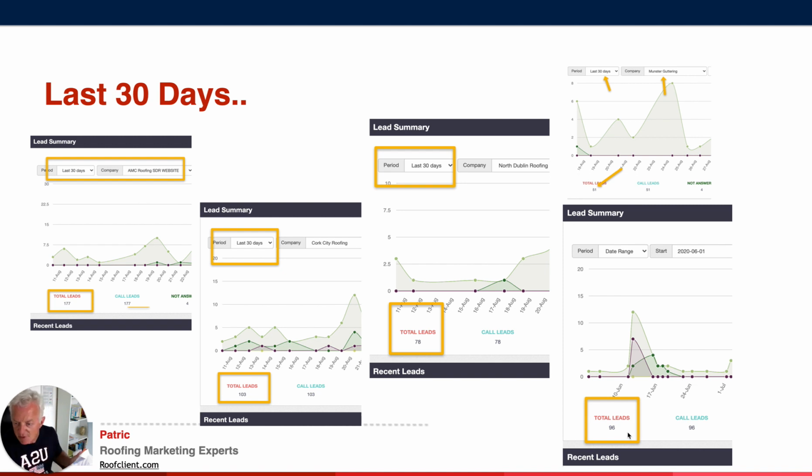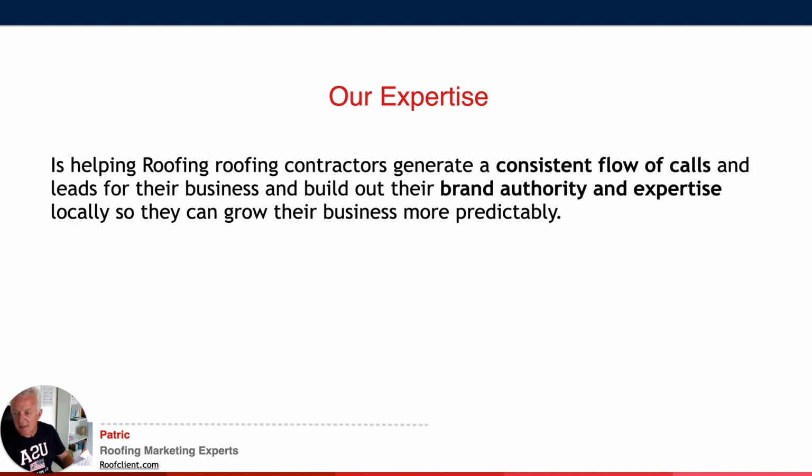Now, those numbers vary quite a lot. It depends on the roofing company, how long they're running the ad, and how far advanced into the campaign the ad campaign has been running. So our expertise basically is helping roofing contractors generate a consistent flow of calls and leads to their business so they can build out brand authority and expertise locally so they can grow their business predictably over the course of time that they need to.